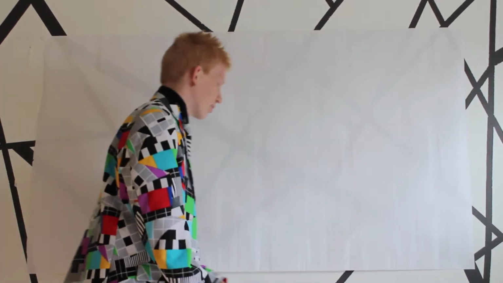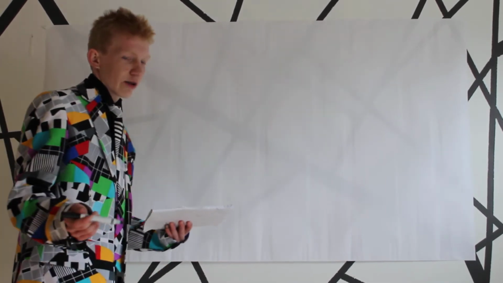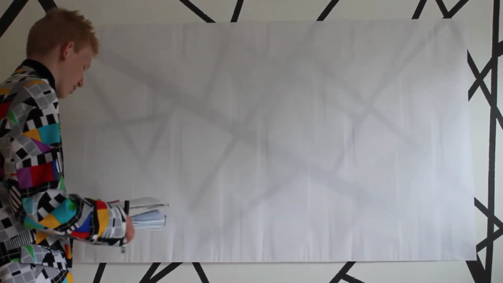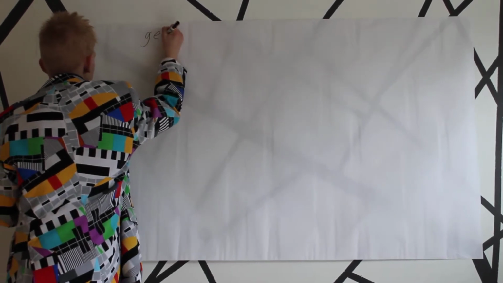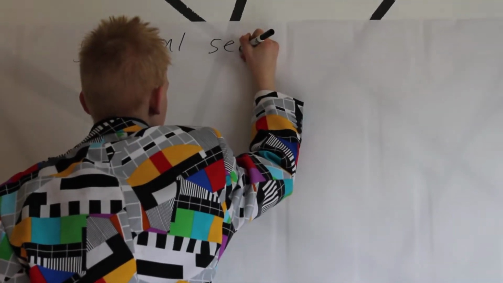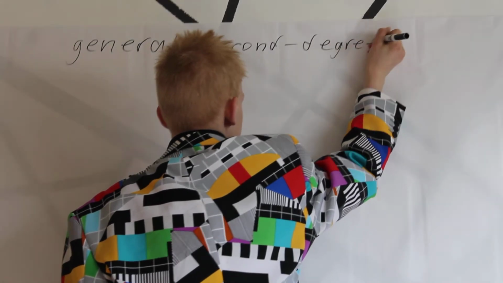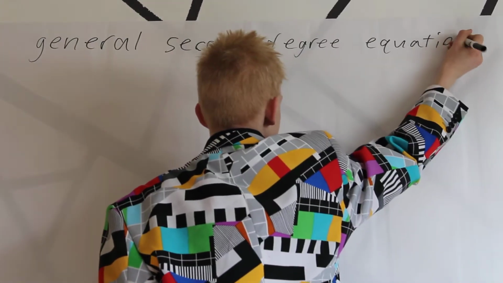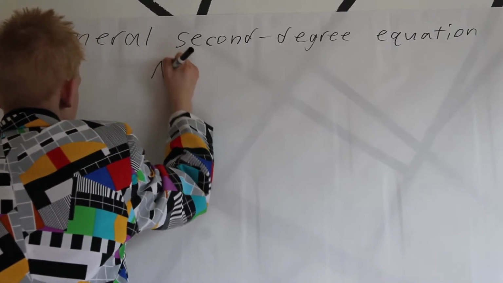Alright, so this section is not only about transforming, but also identifying conic sections, which is what these are called. So what we're going to do is there's something called, let me find it in my book real quick, the general second degree equation. And this general second degree equation is what you might find your parabola in.